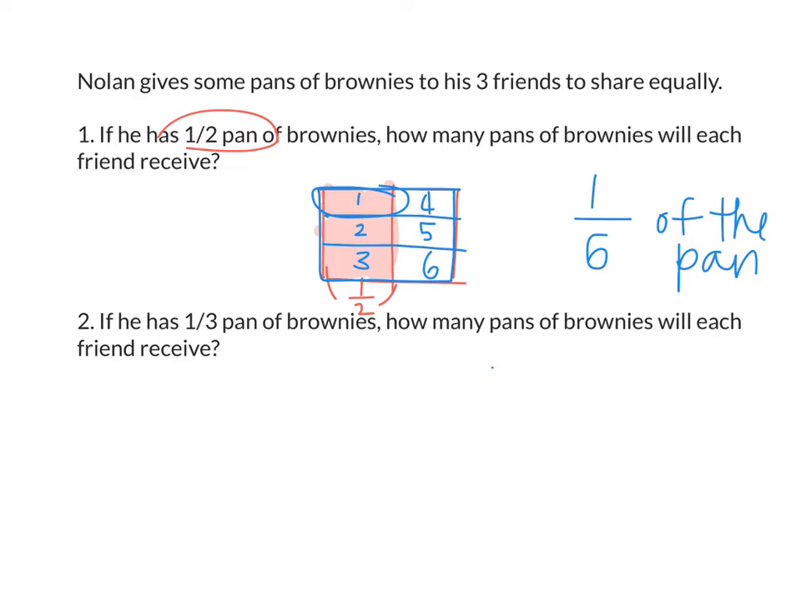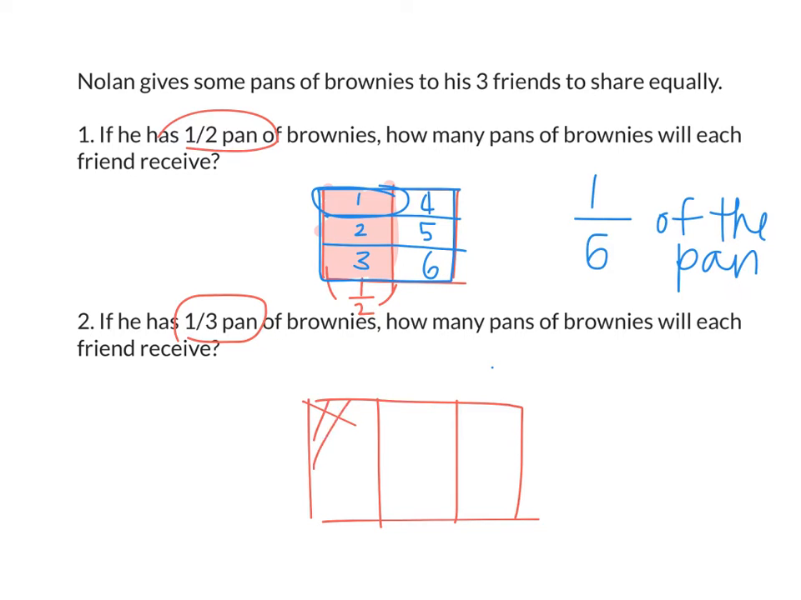Okay, now, this time Nolan has 1/3 of a pan of brownies. So he doesn't have an entire pan of brownies, he only has 1/3. Let's go ahead and split that pan into thirds and show that this is 1/3 of a pan of brownies. He still has to split that 1/3 into 3 different pieces because he wants to share it with 3 friends. So you can see 1 friend would receive this much, the second friend would receive this much, and the third friend would receive this much.